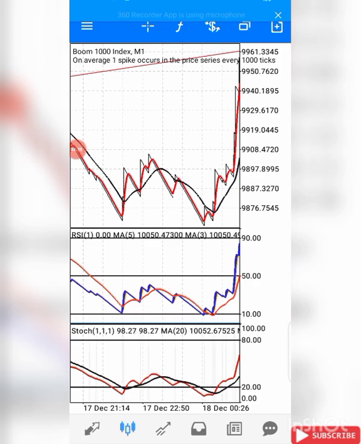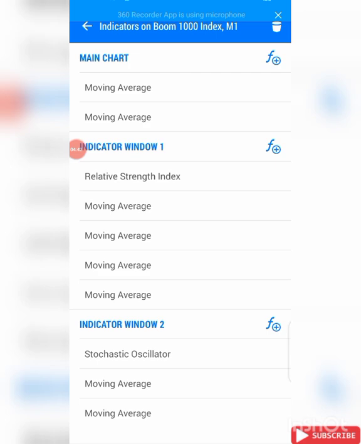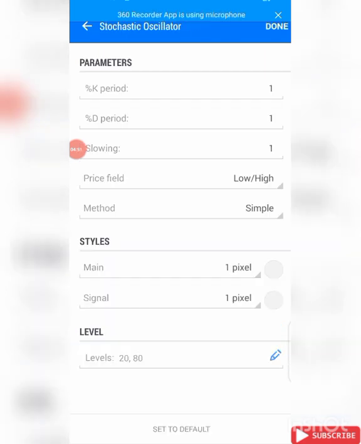Then we move to indicator window 2. For indicator window 2, the first thing you are going to add is the stochastic oscillator. Click on stochastic oscillator, and after you click on it, the periods are 1, 1, and 1. Use it exactly like this.